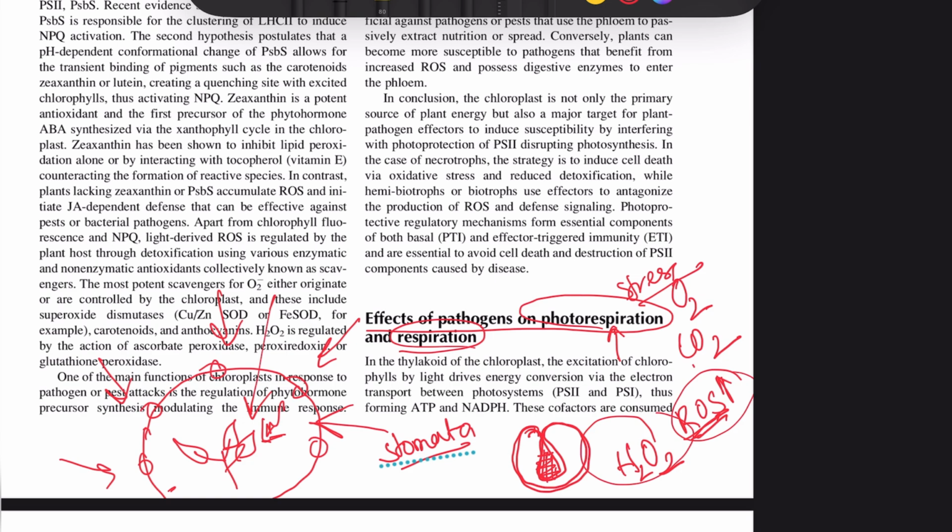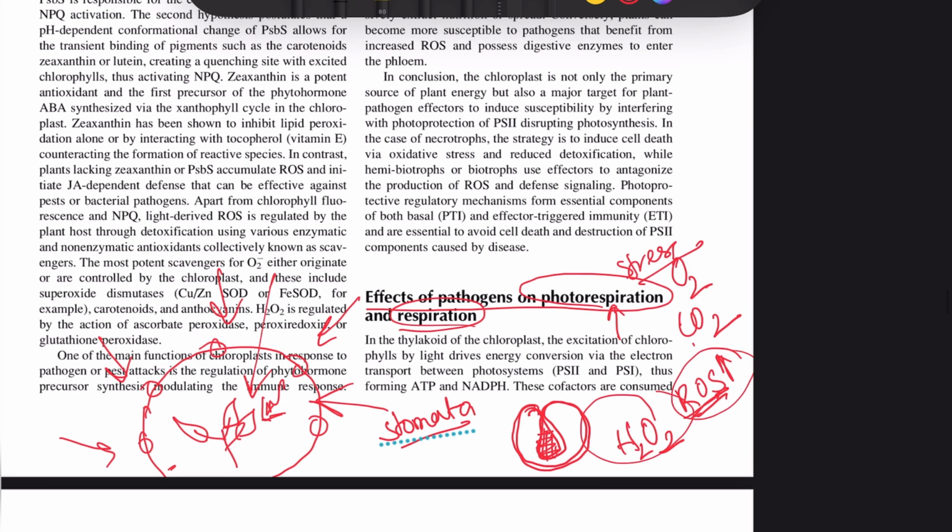First, we have seen they targeted the ROS, the chloroplast area. Now they target the stomata so that photorespiration increases and H2O2 production increases, which is a signaling molecule of plant defense. Now, respiration. This is photorespiration done.